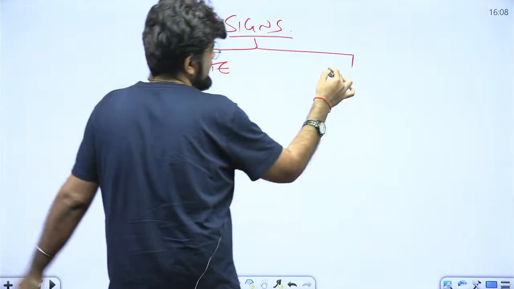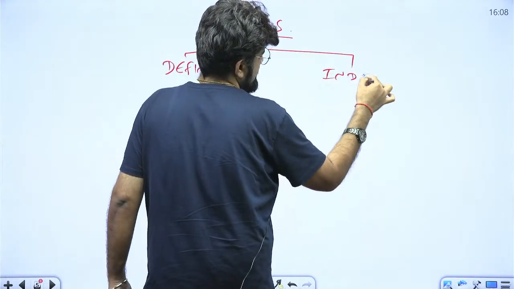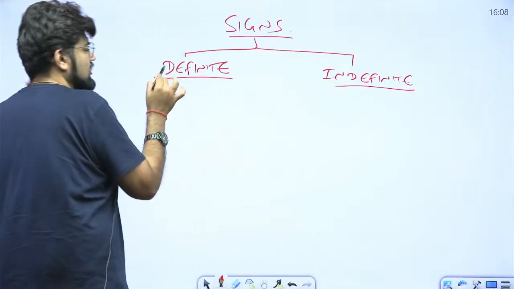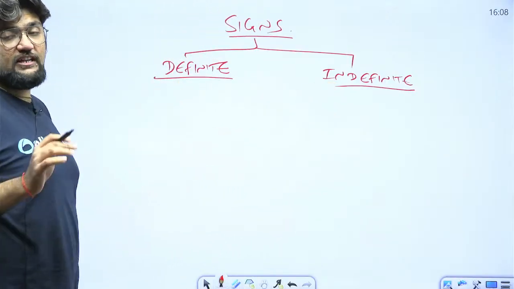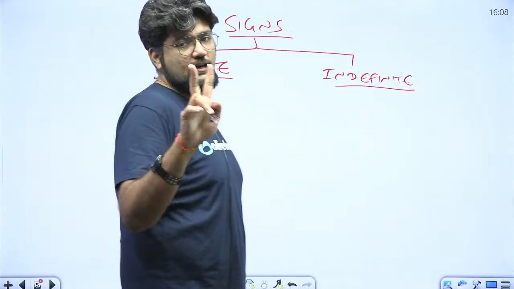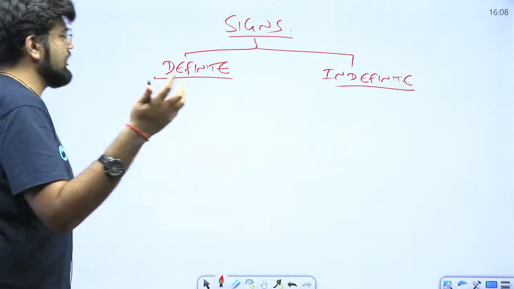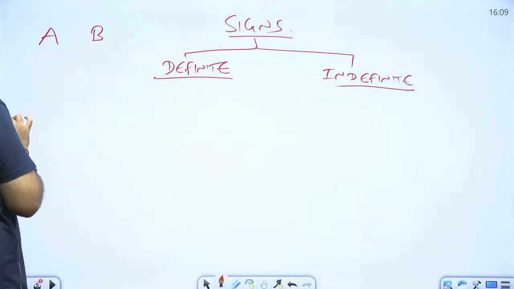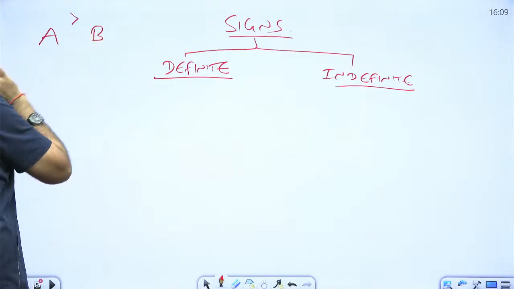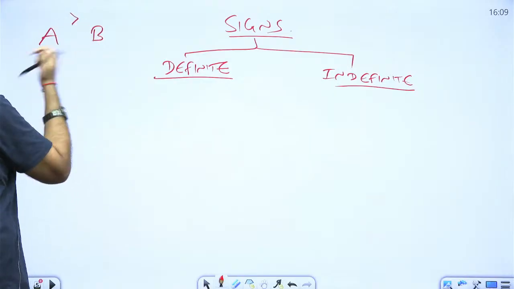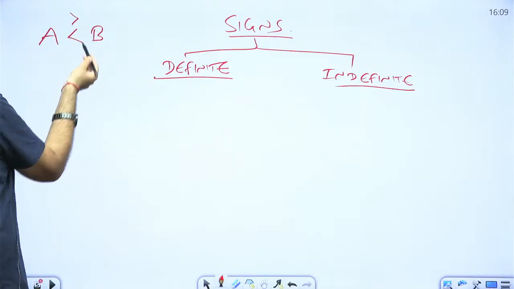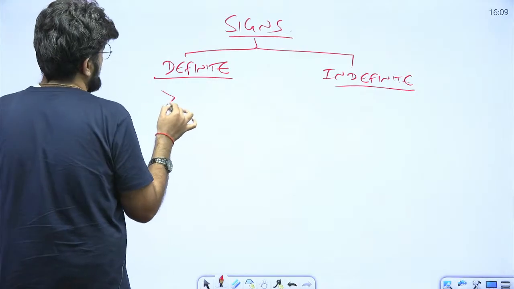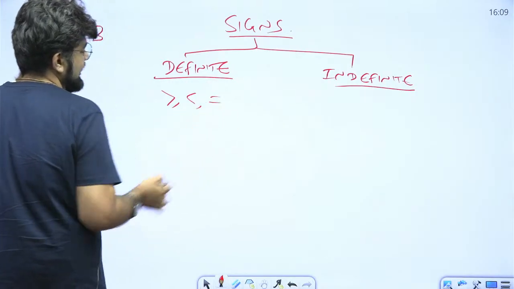The other ones are indefinite symbols. Okay. Now, how does this change things? Definite symbols means we are very sure of the relationship between 2 elements. If I pick up any 2 elements, let's say A and B, how can I be very sure what is happening between them? Either A is greater than B, or A is less than B, or A will be equal to B. These are the only things which will make it sure what exactly is happening.